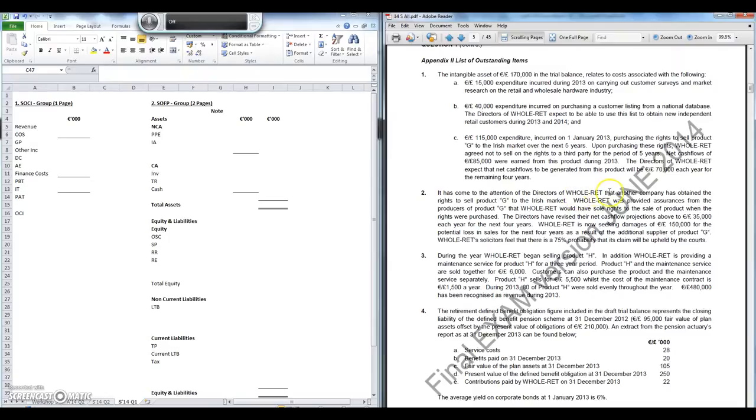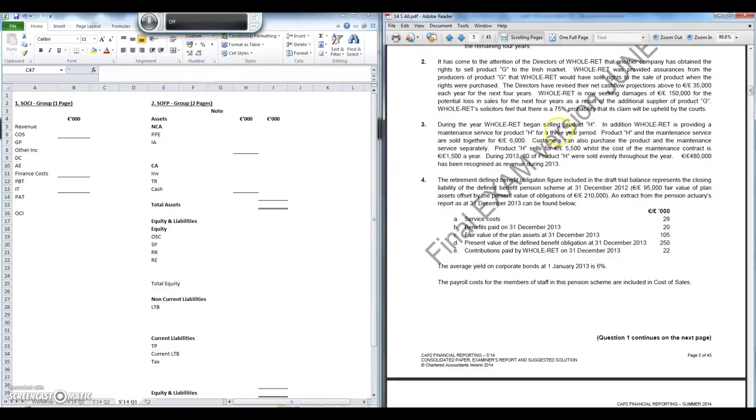It comes to the attention of the directors that another company has obtained the rights to sell product G. So Whole has been provided assurances from the other producers that they would have sole rights, but it turns out they don't have sole rights anymore, and they've revised their cash flow projections. So the problem is here now, and this is why it's good to read them, is that if you didn't read and you jump straight into a calculation here, this actually links. So I would put a highlight here, link note 2 to 1C, and we'll come back to that again. But again, relevant to IAS 38.